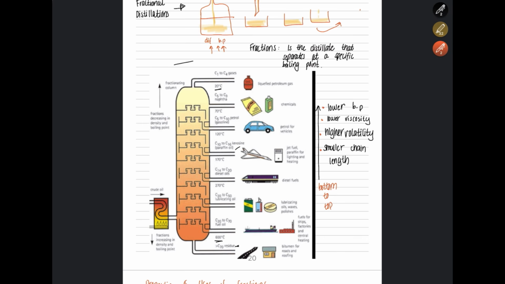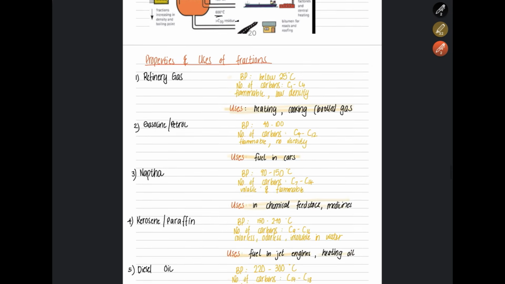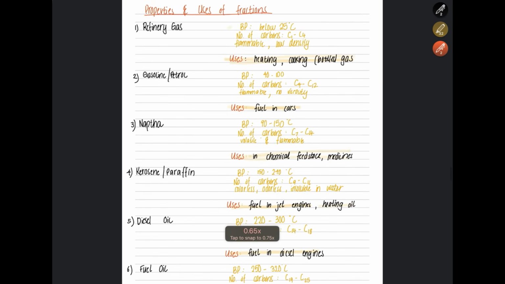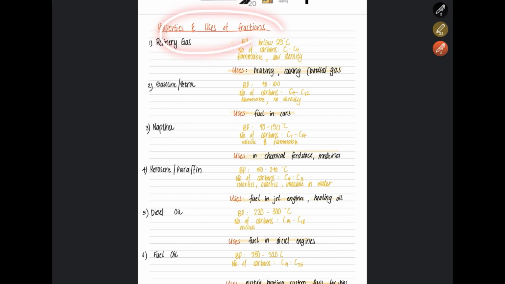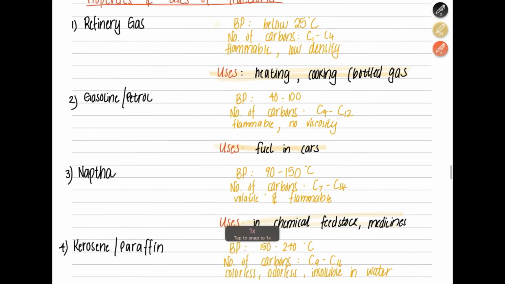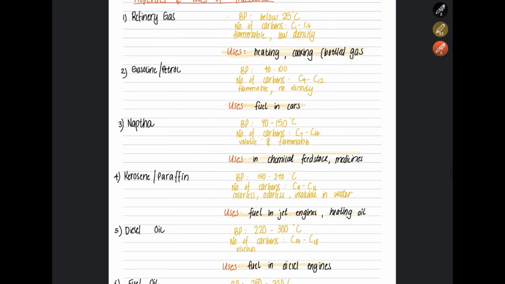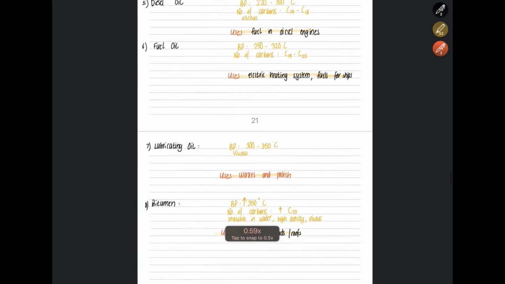This is the separation of crude oil. The fractions at the top have lower boiling point, lower viscosity, and higher volatility. They have a smaller chain length. That means they are smaller molecules. As you go down, they have higher boiling point and so on. You need to be able to know the properties and uses of these fractions, which is given here. If you want to know this in detail, you can look at the series which is given in the description.